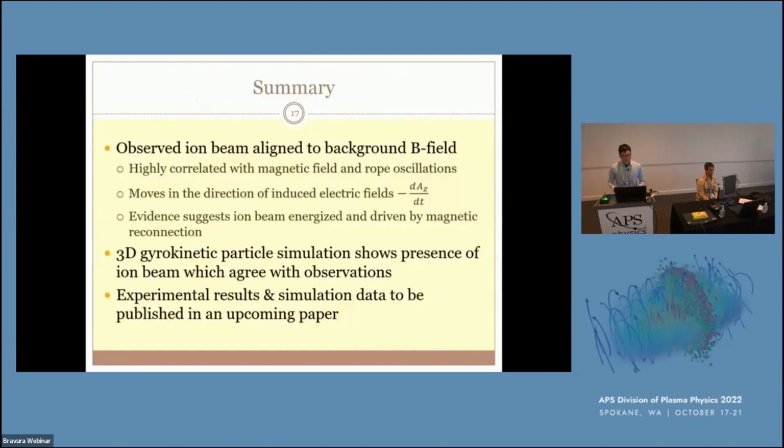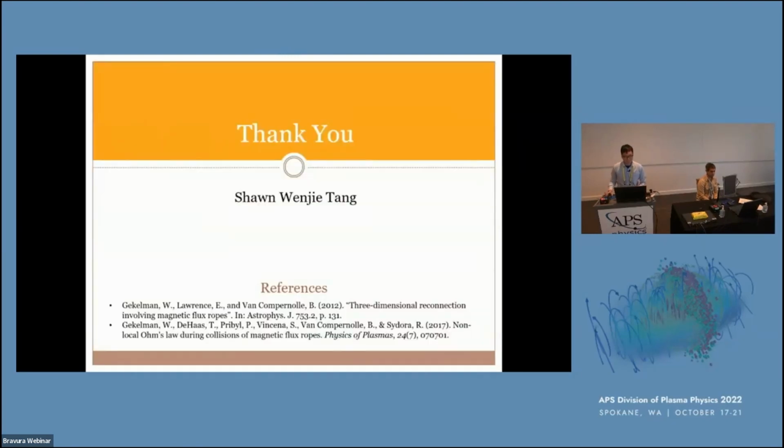To summarize, we observed an ion beam that's aligned to the background magnetic field. This is highly correlated with the magnetic field and the rope oscillations, and we also saw that it moves in the direction of the induced electric field. All this evidence suggests that the ion beam is energized and driven by magnetic reconnection. We have a three-dimensional gyrokinetic particle simulation that shows the same results. All of these results and the simulation data will be published in an upcoming paper. With that, I thank you for your attention, and I'll take any questions.